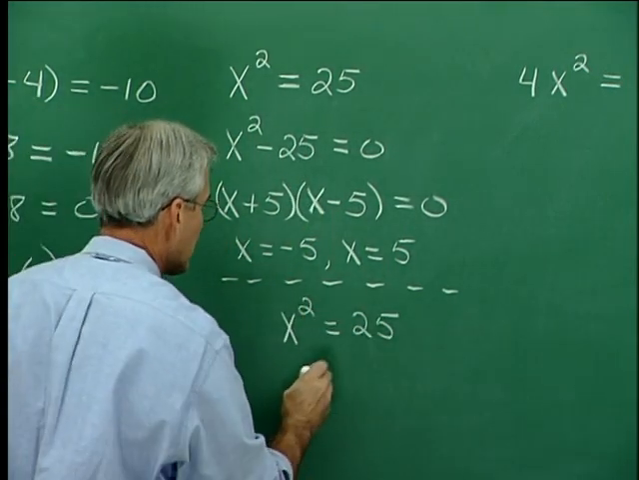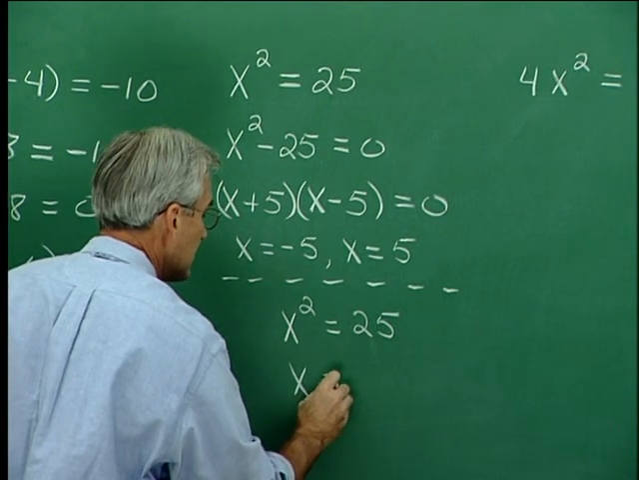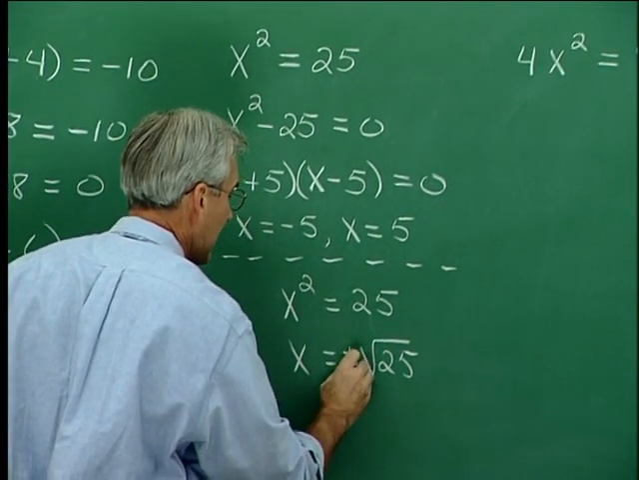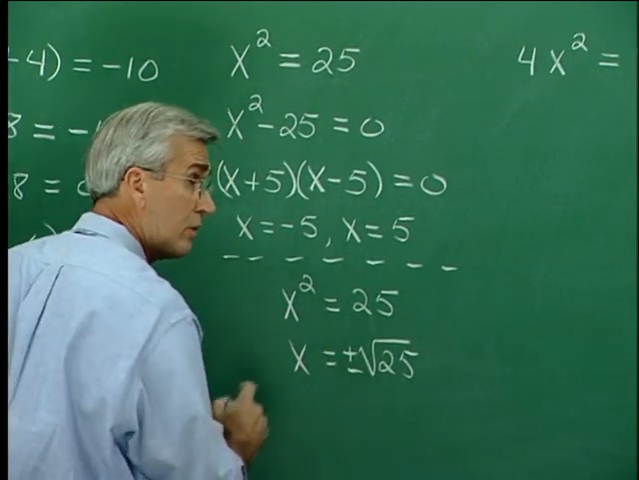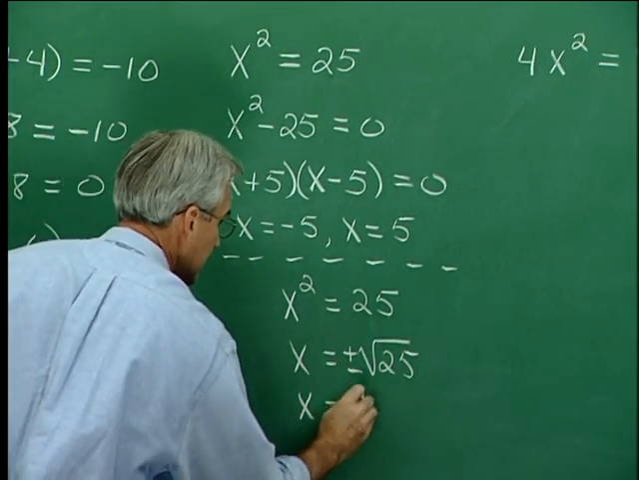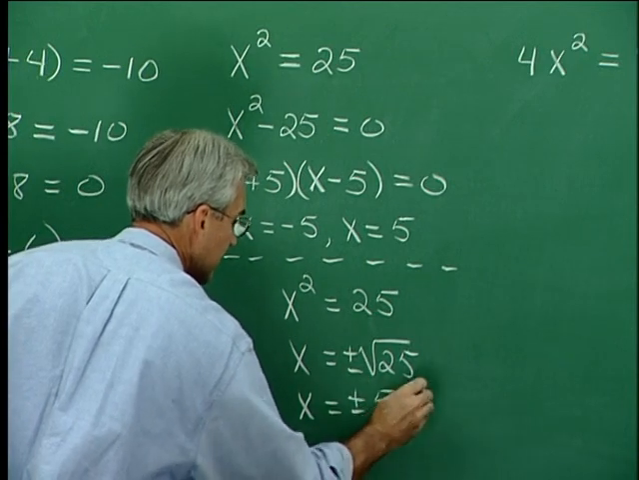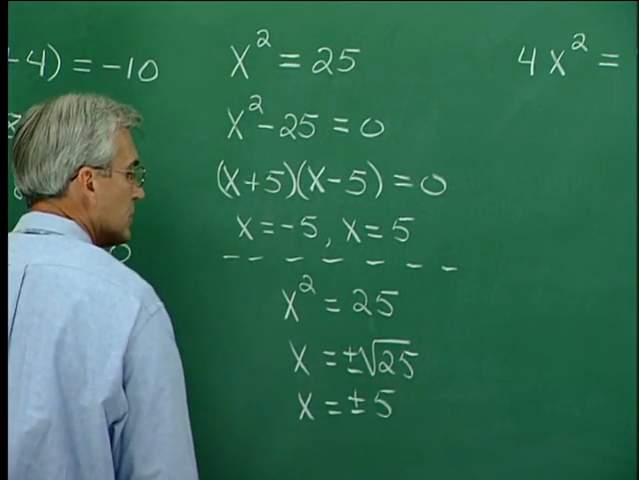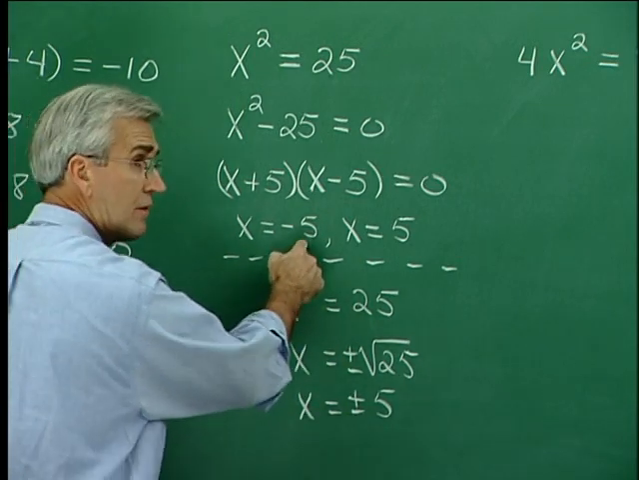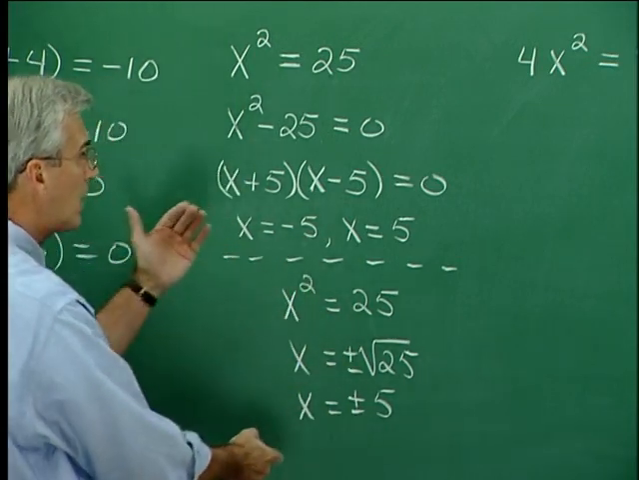So if we have x squared is 25, x then is the square root of 25. Actually, it's plus or minus. It's either the principal square root or the other square root of 25. So x then is plus or minus 5. Right, our two solutions. Now notice how fast we arrived at solutions here versus up here. This is the method of extracting square roots.